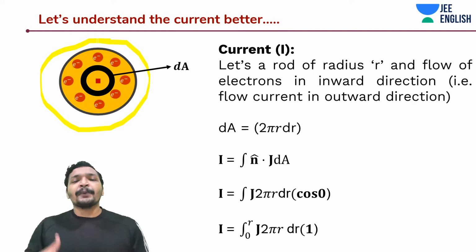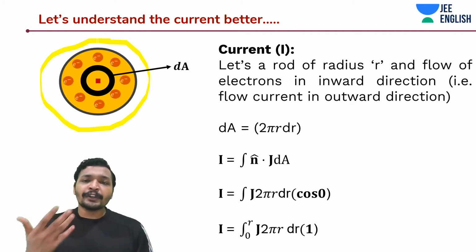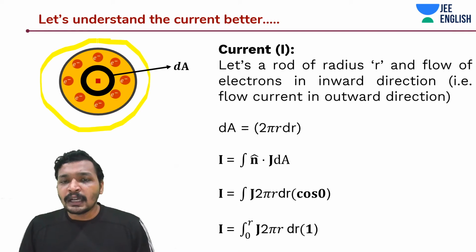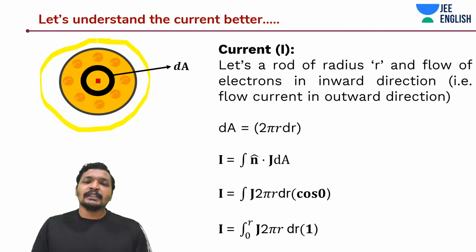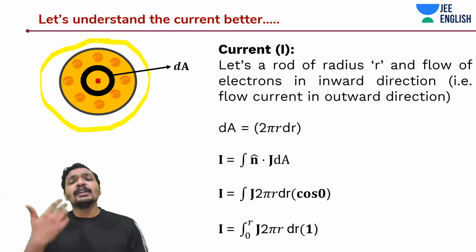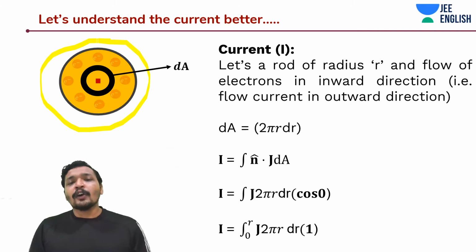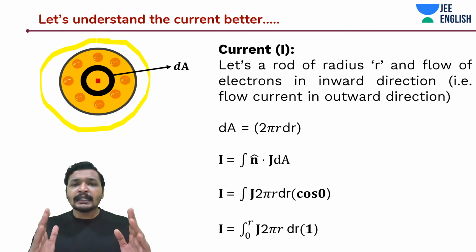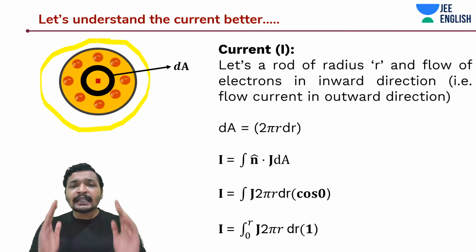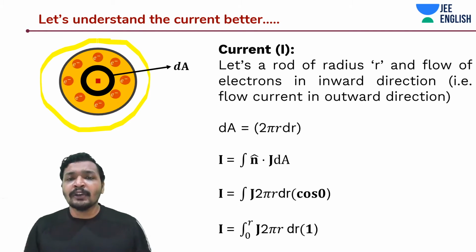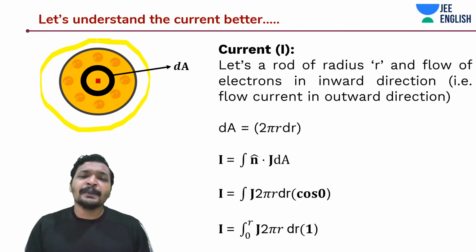But what would be the process? What is the typical process that you are going to follow when you are going to derive current given a constant current density? You take the dot product of area vector and current density, and then integrate it for each elemental area, or for each teeny mini piece of that area.